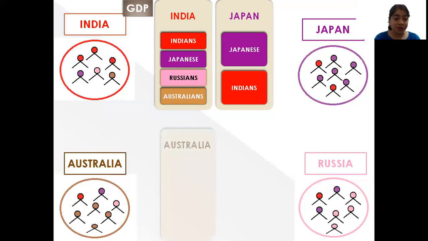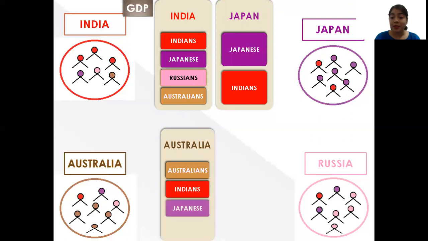The next is Australia's border. So in the boundary of Australia, Australians are working, Indians are there, Japanese and Russians. As you see in the brown circle, there are four types of the countries, color is mentioned there, and it shows that Australians, Indians, Japanese and Russians are working, they are getting their income. So for calculating the GDP of Australia, we have to add all the contribution of these four countries to calculate the gross domestic product.